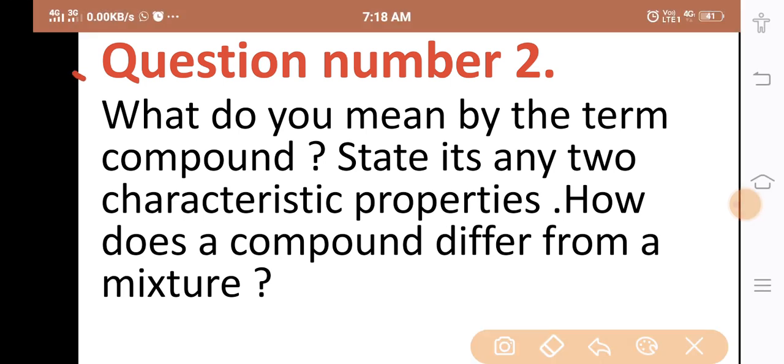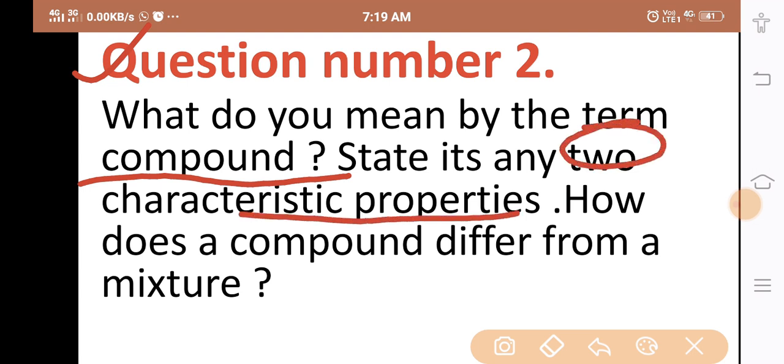Now question number 2. What do you mean by the term compound? State any two of its characteristic properties. How does a compound differ from a mixture? You have to tell about compounds, after that any two characteristic properties, and you have to give the difference between compounds and mixtures.